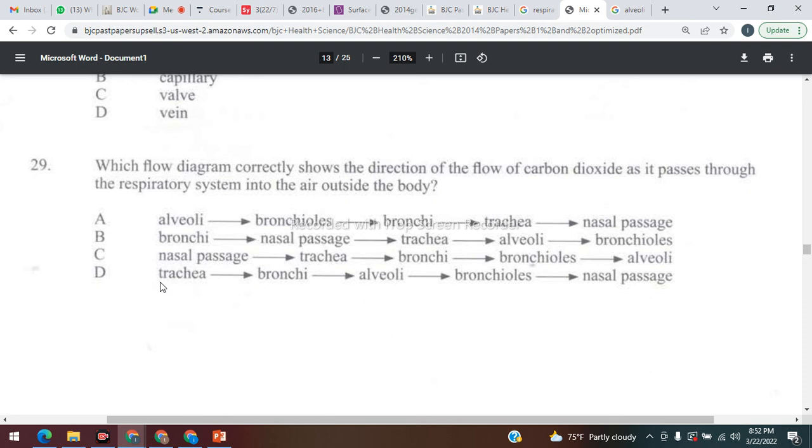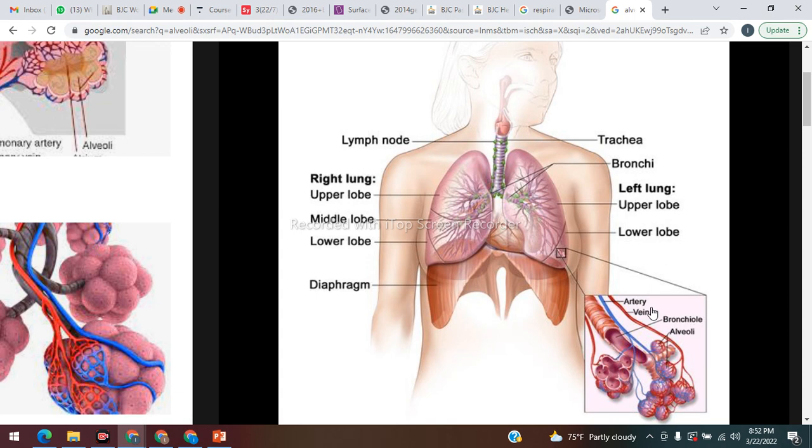D cannot be correct, because how would it go from the trachea to the bronchi? Remember, it's trying to come out. So we'd have to start from the alveoli, then go to the bronchioles, then the bronchi, then the trachea, then the nasal passage, just like this. So again, alveoli, these air sacs, then bronchioles, these small little tubes right here, then the bronchi, which is these two main tubes here, then the trachea, then the nasal passage.